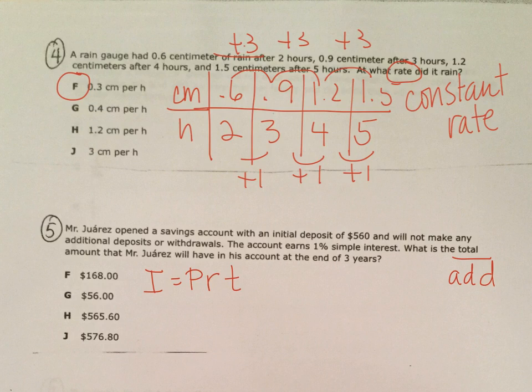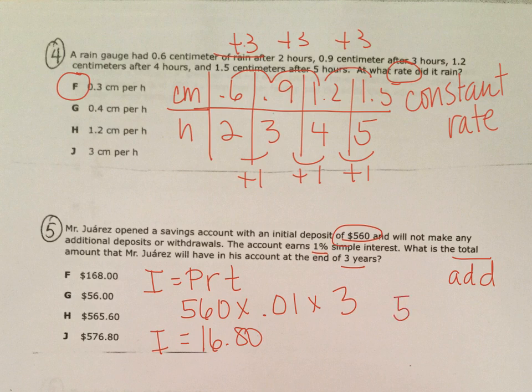So my principal is $560 times the percent of interest, which would convert into the decimal 0.01, and then times the time, which is 3. When you calculate all of this, your interest is equal to $16.80. Now you have to add this back to the original deposit, which is the principal.